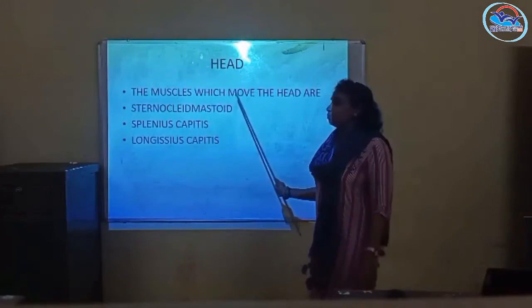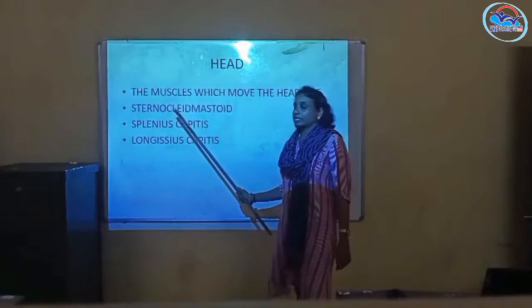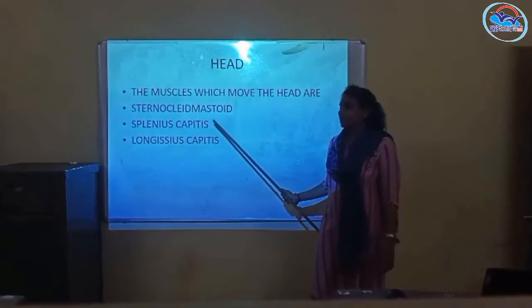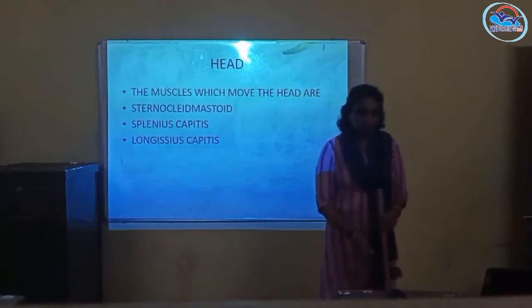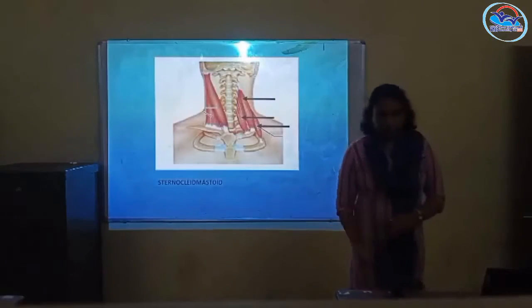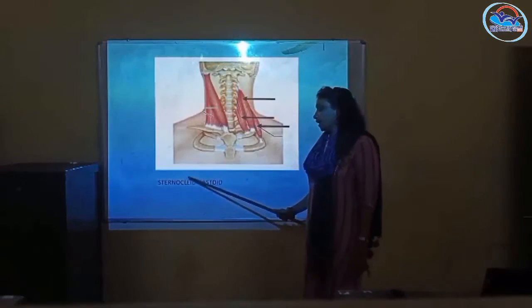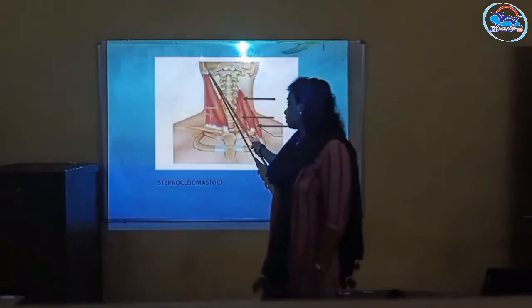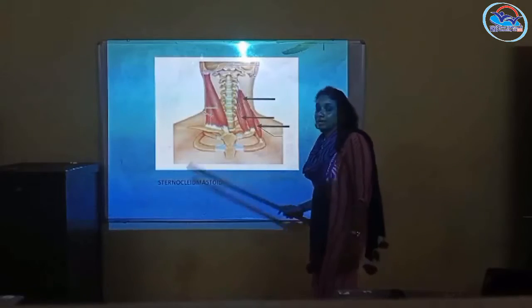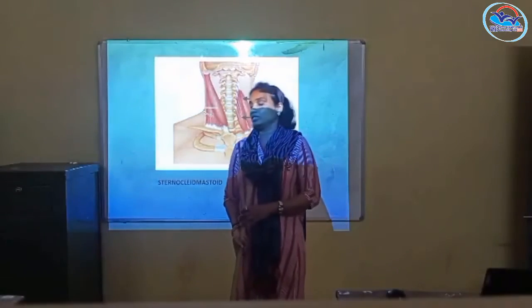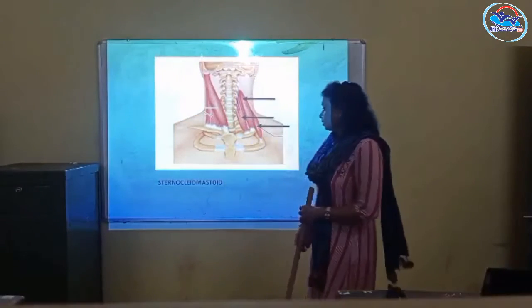Now, the muscles which move the head are sternocleidomastoid, Splenius Capitus and Longissimus Capitis. We will see the pictures. This is sternocleidomastoid. The red color we can see here is sternocleidomastoid. It helps in twisting the head towards the sides.